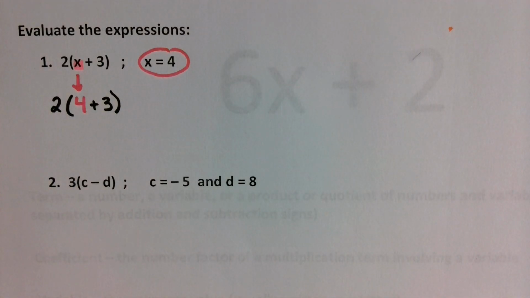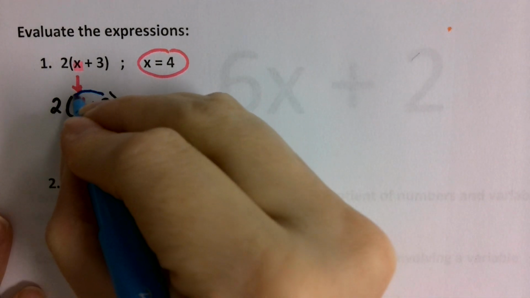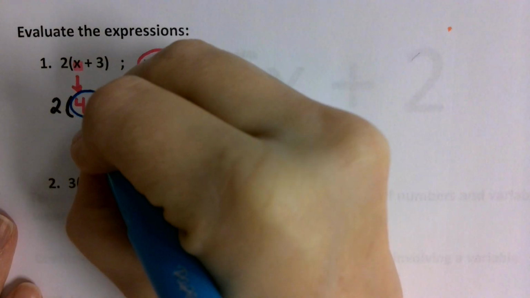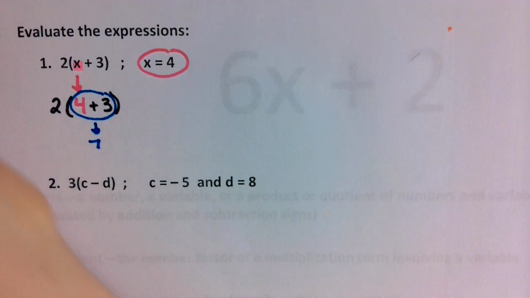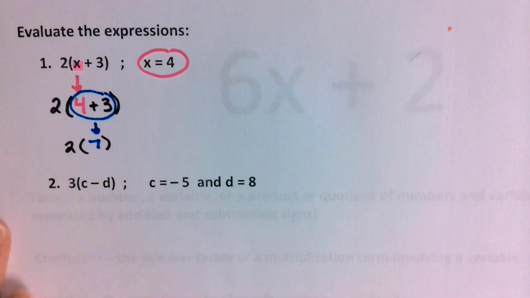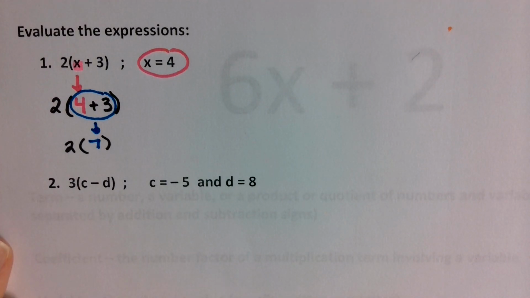Now the reason for that, of course I'm going to tell you the reason for it. You first would have to follow the order of operations by adding the 4 and the 3 together, which comes out to 7. And then we're just doing 2 times 7. And 2 times 7 is going to come out to 14.